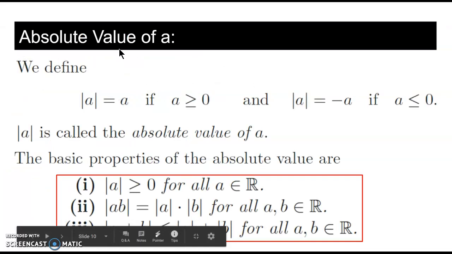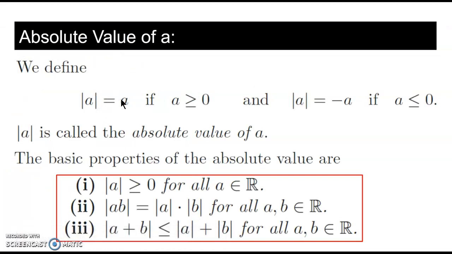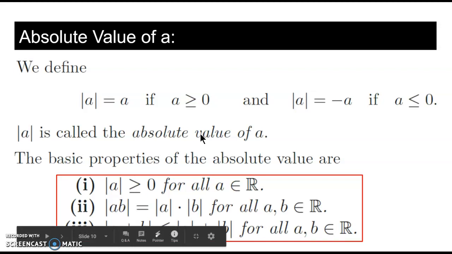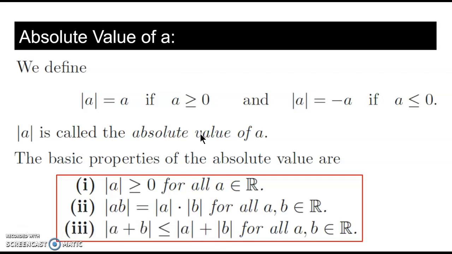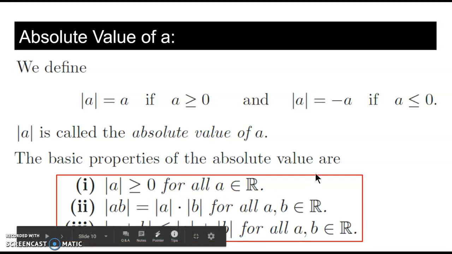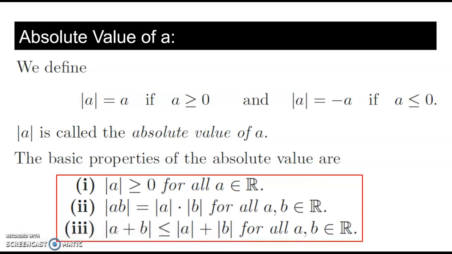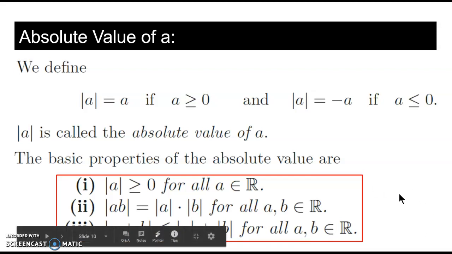Now remember the absolute value of A. We define mod A is equal to A for all A greater than or equal to 0, and mod A is equal to minus A if A is less than or equal to 0. Mod A is called the absolute value of A. The basic properties of the absolute value are as follows. Mod of A is always greater than or equal to 0 for all A in R. Mod of AB is the same as mod A times mod B for all A, B in R. And mod of A plus B is less than or equal to mod A plus mod B for all A, B in R. So remember these properties regarding absolute values.